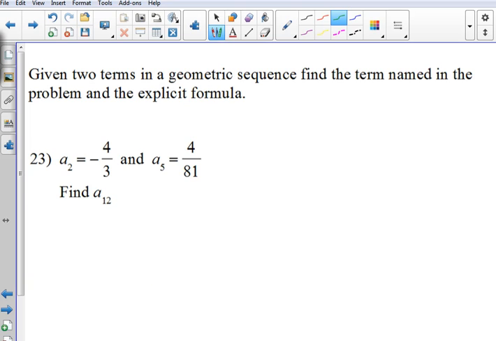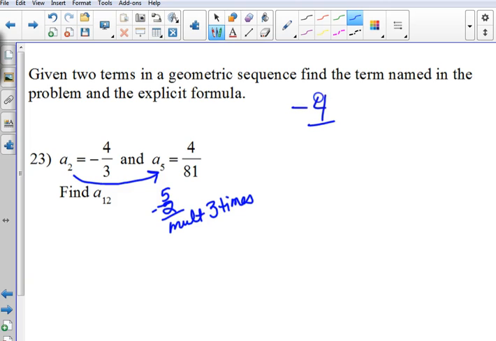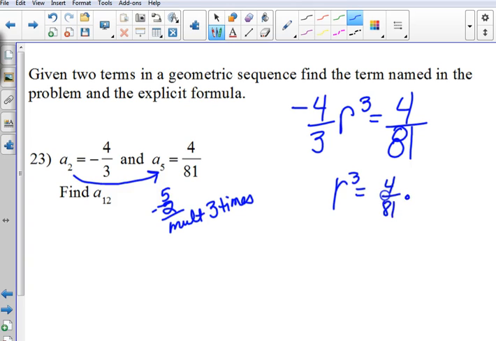There's fractions. Okay. How many ratios did we multiply by this time? Still 3, right? 5 minus 2 means they multiplied 3 times. So this term was multiplied by something 3 times and became this term. Okay, you can use your calculator if you need to. 4 over 81. When you divide by a fraction, you flip it over and multiply by the reciprocal. That's negative 1 over 27.